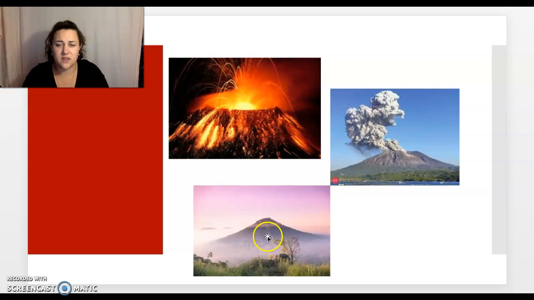And then our dormant volcano, you can see there's really nothing coming out of it. It's sleeping, it's resting. Again, it still can start to erupt and eventually become violent, but at the moment, our dormant volcano is sleeping.